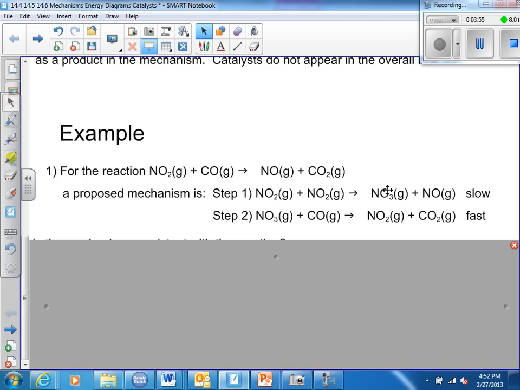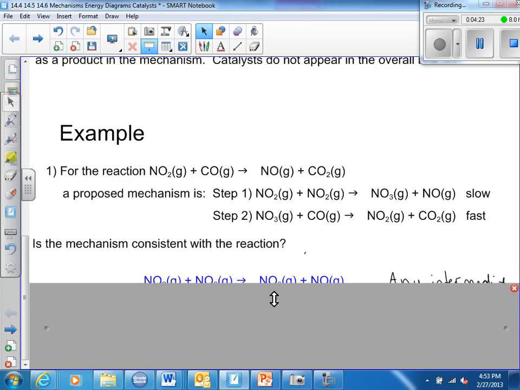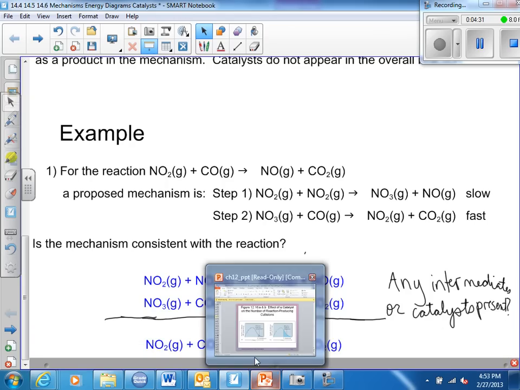And then one of these intermediates, notice this was produced and then used. This intermediate combines with a carbon monoxide molecule, and then we produce another NO2 and a CO2. So if we add these 2 together, we get the overall balanced reaction. And we're going to check, is this mechanism consistent with the reaction? Well, the mechanism has to add up to the overall balanced reaction, so let's check that. When we add those 2 pieces together, what do we get? We get the balanced reaction.